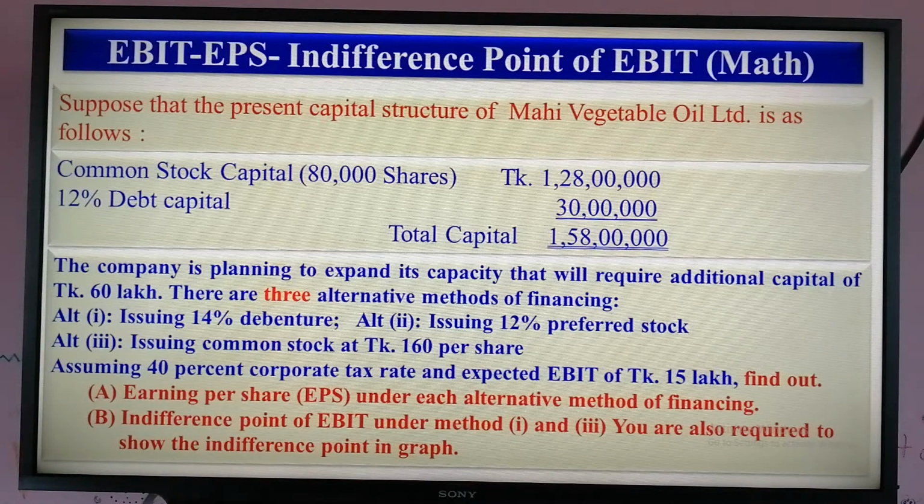In the question, it is mentioned that Mahi Vegetable Oil is going to increase its capital by 60 lakh using 3 sources. It can issue debenture, but it has to pay 14% interest. It can issue preferred stock, but it has to pay 12% preferred dividend. And for issuing common stock, the selling price of common stock is 160.